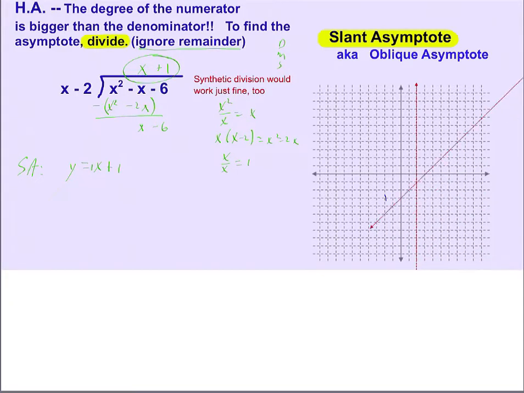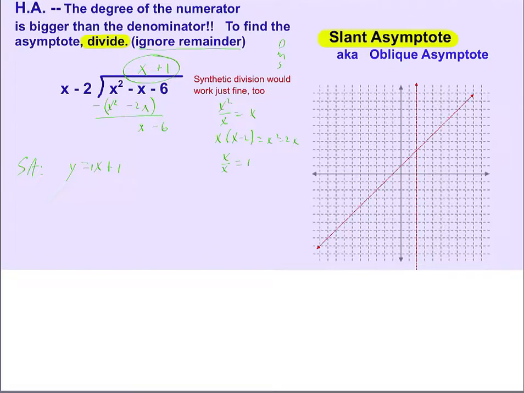Actually, I have it here. I just need to drag it in. Start with that y-intercept and a slope of 1. And there's the line y equals x plus 1. And there's my slant asymptote.